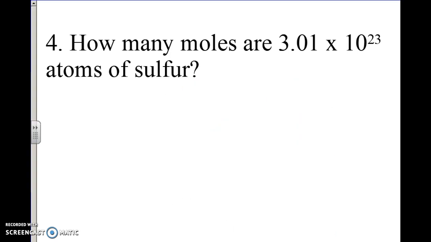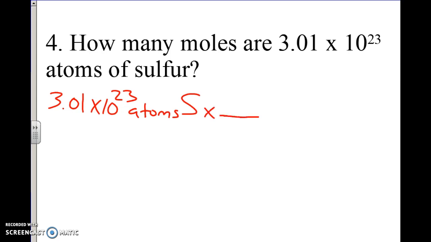So we start off with what they give us, 3.01 times 10 to the 23rd atoms of sulfur. We always start with what they give us in the label. The next step is a multiplication sign and a division bar. Remember, whatever label is on top of the previous step goes on the bottom of the next step. So we put atoms of sulfur right there.